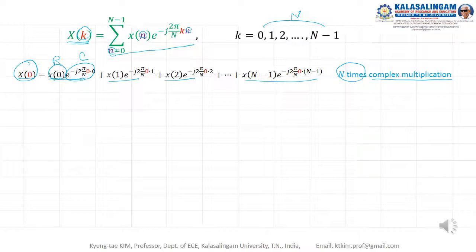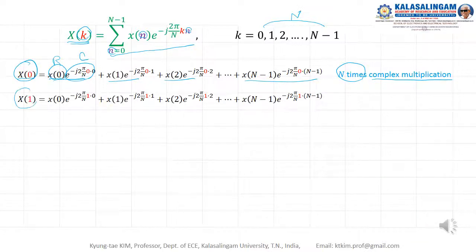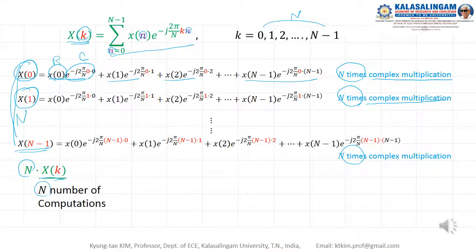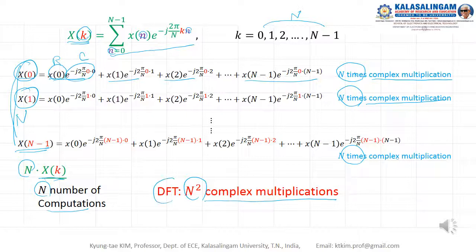for getting X of 0. And for getting X of 1, we also need N complex multiplications. Likewise for X of N minus 1. There are N values of X of k, and each needs N computations. Totally, we need N squared complex multiplications for calculating the DFT. This is a very huge number of calculations, especially since they are complex numbers.